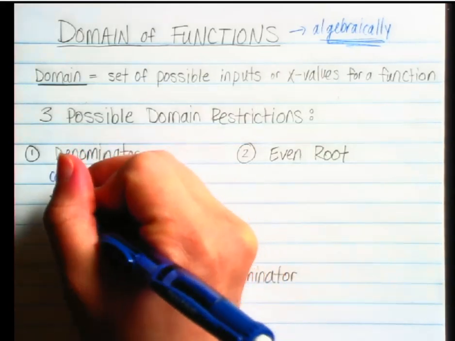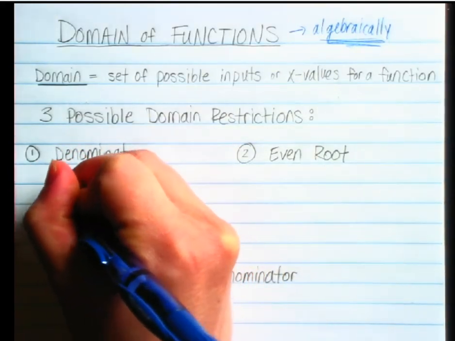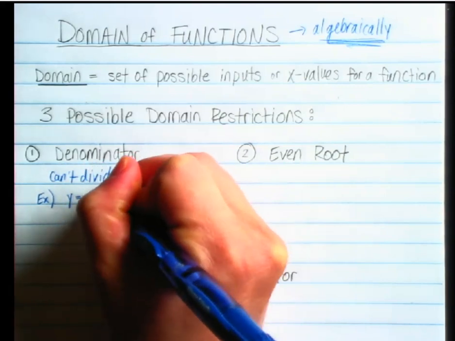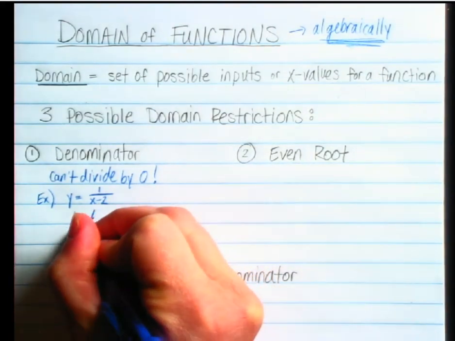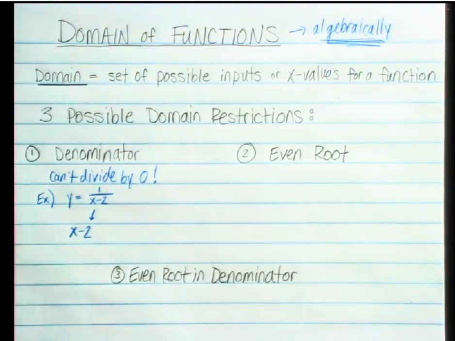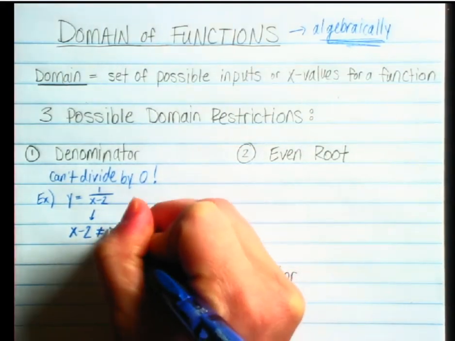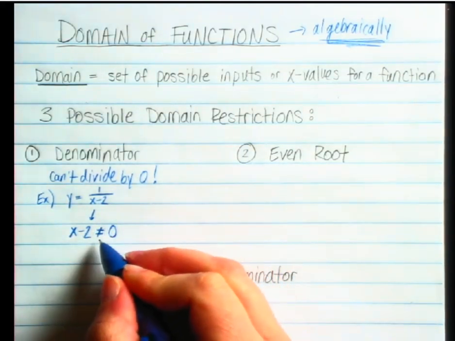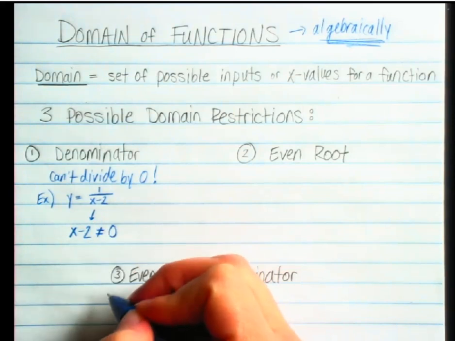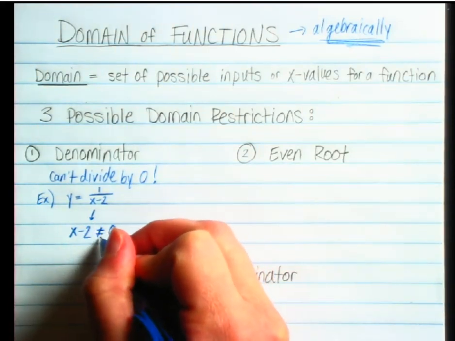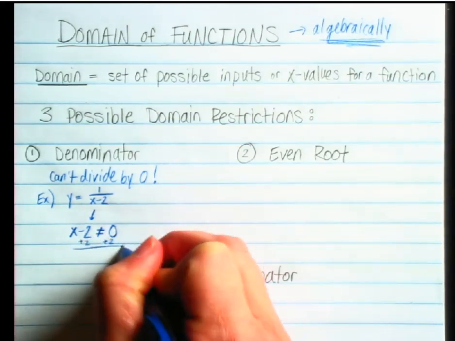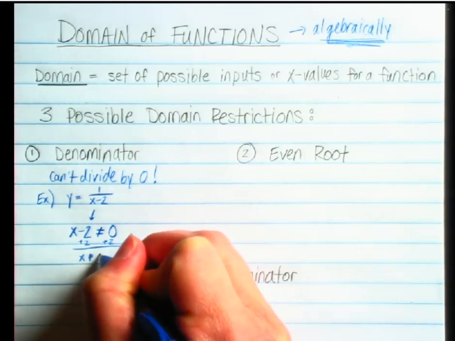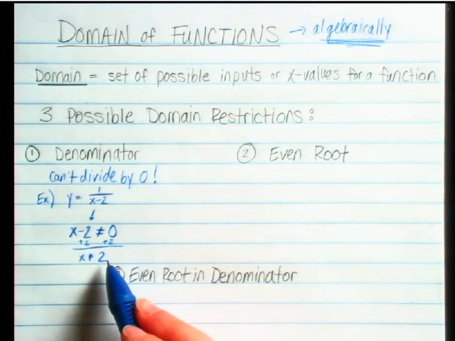For example, let's say I had this function right here, 1 divided by x minus 2. What you'll do is take the denominator, x minus 2, and say that is not allowed to equal 0. The equal sign with a line through it means can't equal. I would solve that just the same way I would with a normal equal sign. I would add 2 to both sides.